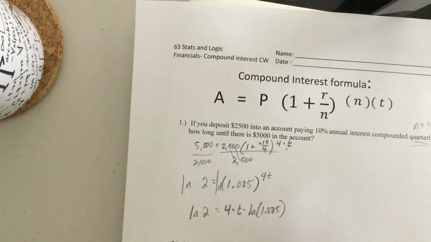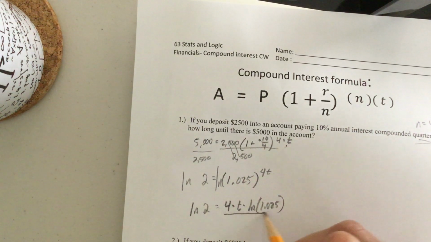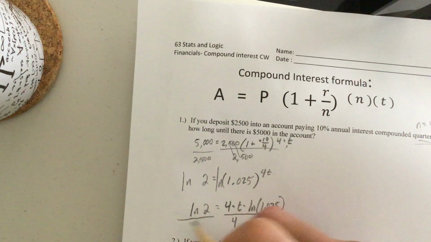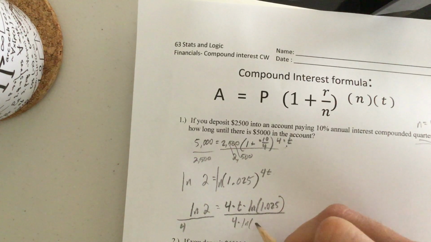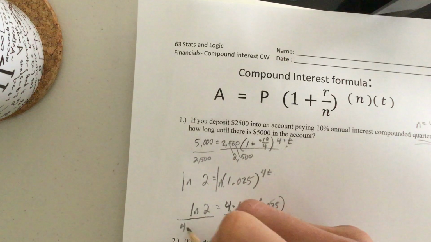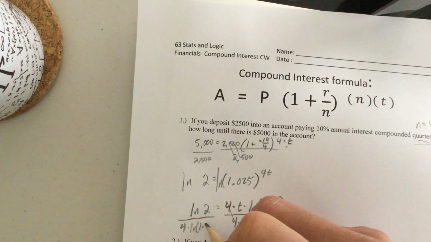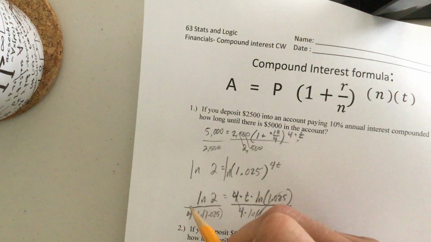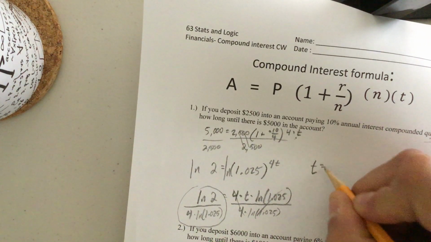Then keep in mind what we're solving for. We're solving for t. We can actually divide both sides not only by 4, but 4 times the natural log of 1.025. Those will cancel. We have to do the same thing over here, 4 times the natural log of 1.025. So believe it or not, right here, this is what t is going to equal.